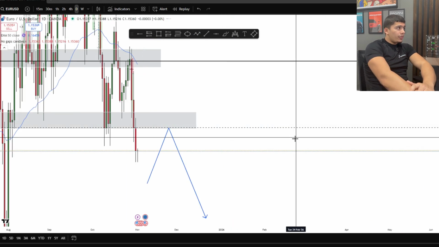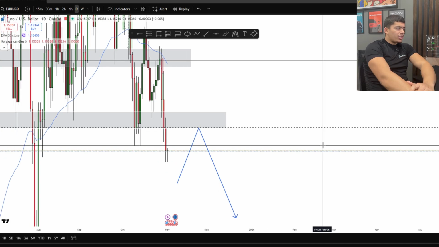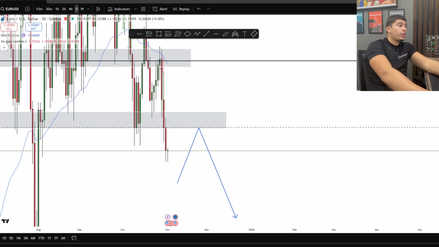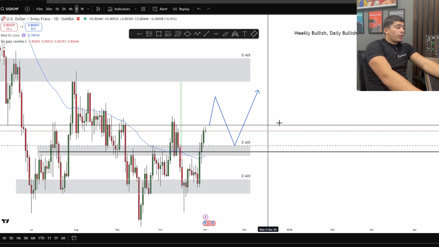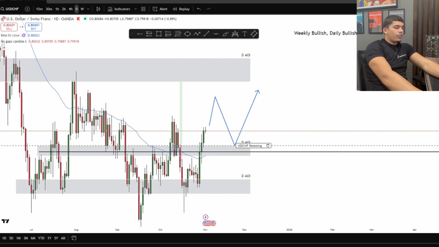EUR/USD, we are waiting for a much bigger break and retest. There are a lot of setups here that are possibly not going to happen this week. Maybe not. Maybe they'll just go to the area of interest. On USD/CHF, we're waiting for a bigger break and retest. This is a very beautiful setup.